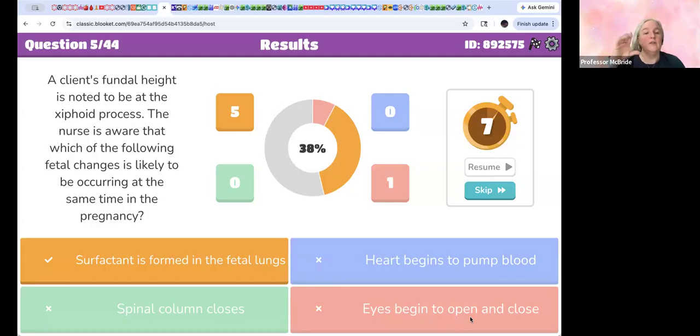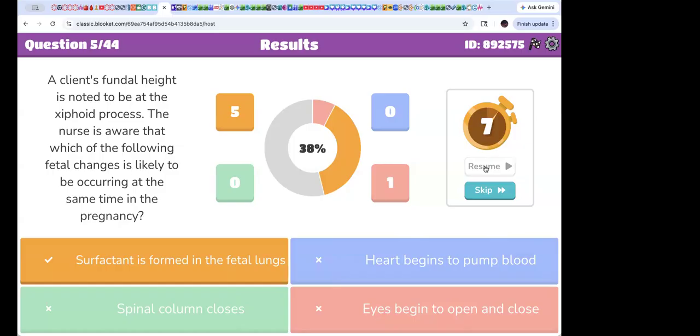So for this question, we're thinking about what's happening with her pregnancy if her fundal height's at the xiphoid process. She's very far along. And then of all of these things, which thing is happening towards the end of her pregnancy? And that's the surfactant. Okay, make sense? Yes.